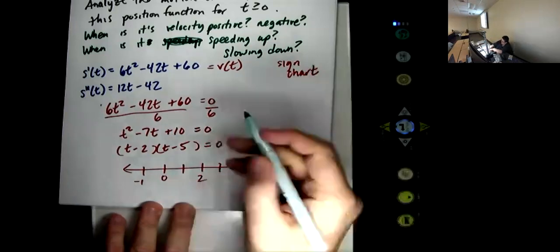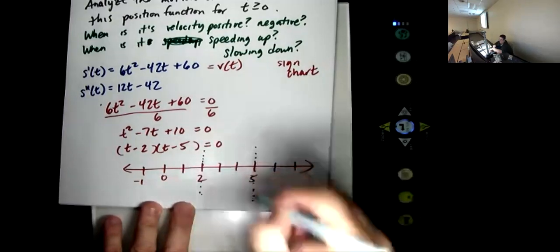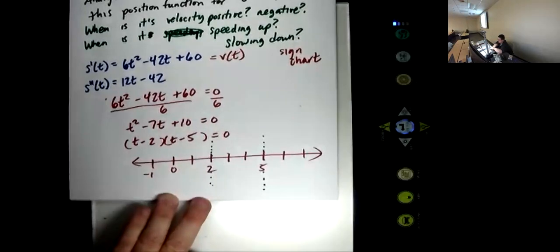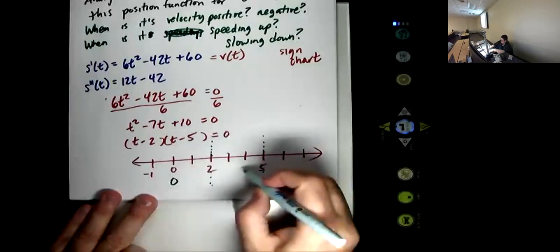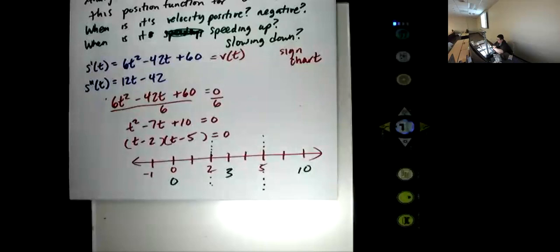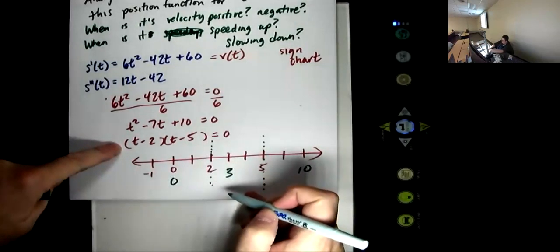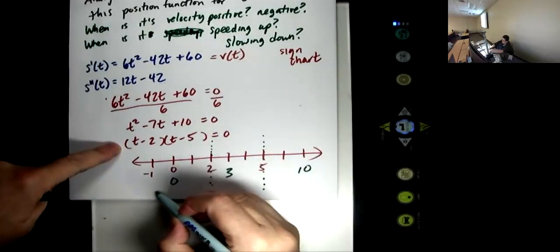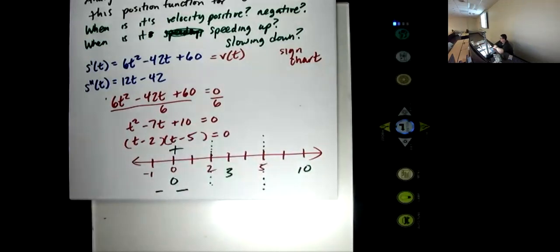Okay, let's do that. So we're wanting to test between 2 and 5, before 2 and after 5, right? So I think 0 is a great test point. Let's test 0, 3, and 10. We don't really care about the number, we just care about the sign. If you plug it into the factored form, it's a lot quicker. 0 minus 2 is a negative, 0 minus 5 is a negative. Negative times negative makes that first region positive.